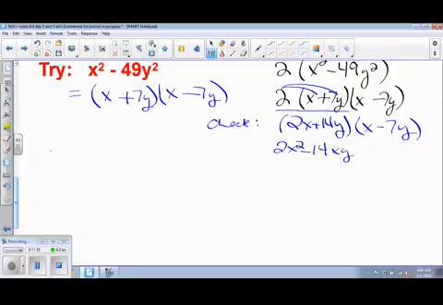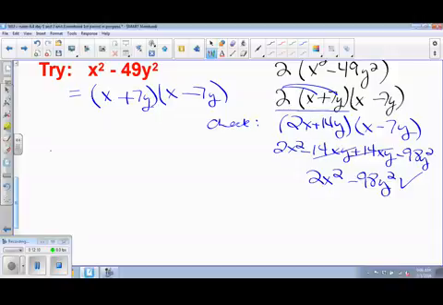Right? Now we distribute the 14y. 14y times x is positive 14xy. Do you see what's going to happen? My middle terms are going to cancel. Yeah, right. 14 times negative 7 is going to be negative 98y squared. So my middle terms will cancel, just leaving me with 2x squared minus 98y squared, which is what we started with.